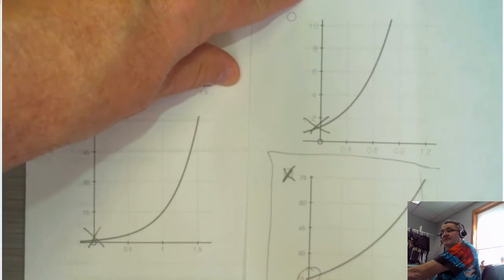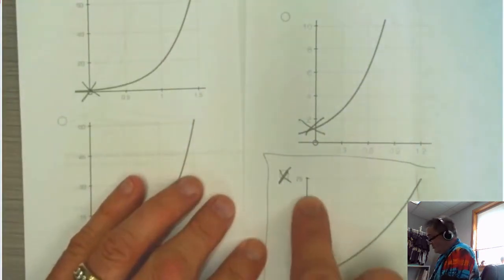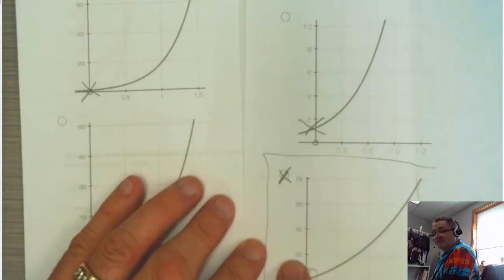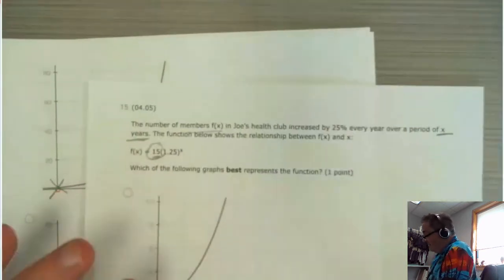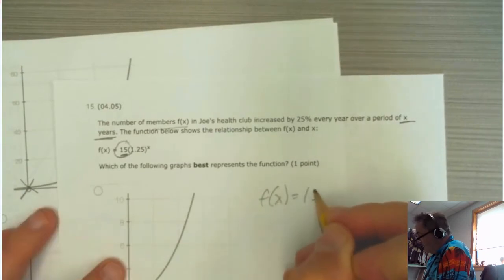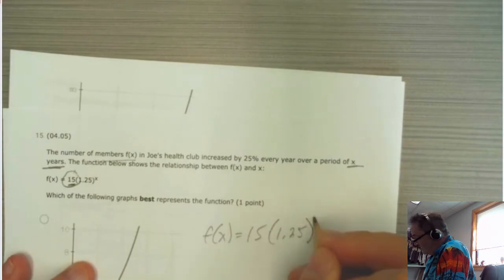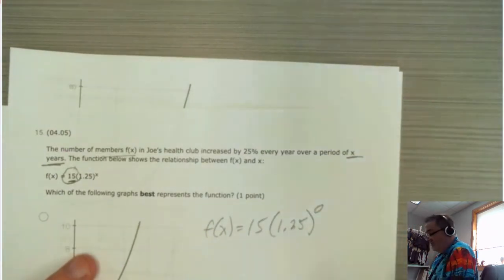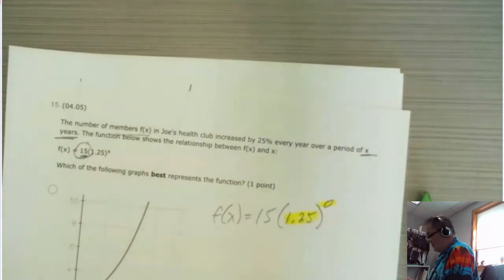Why is that the y-intercept? When x equals 0, we're on the y-axis, right? When x becomes 1, we move over here. When x becomes 2, we move here. But at 0, we're on the y-axis, the y-intercept. In this function, what if x equals 0? What is 1.25 to the 0 power?